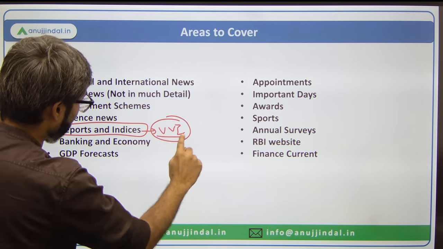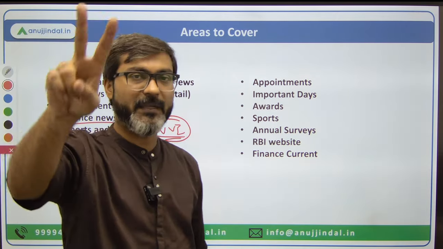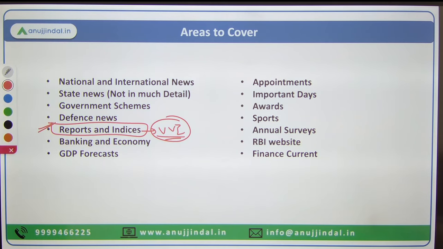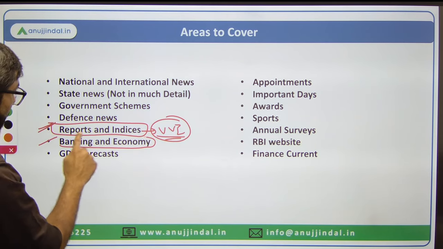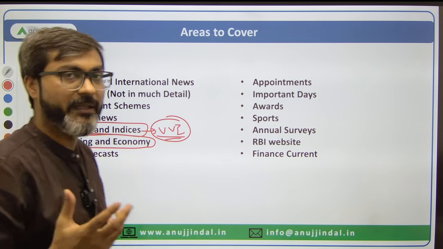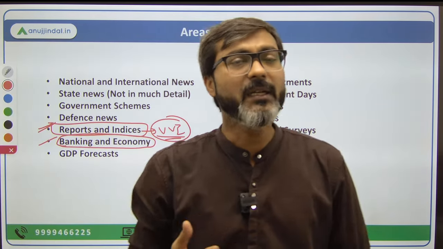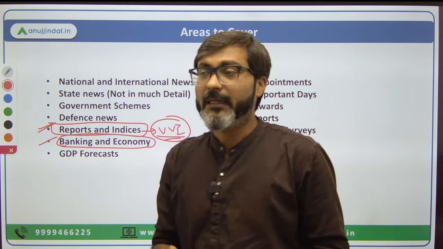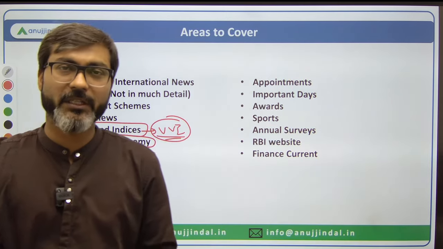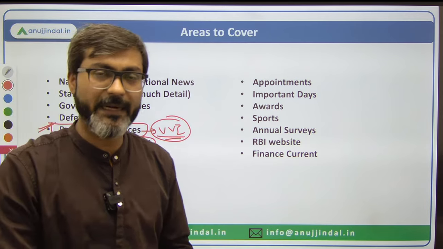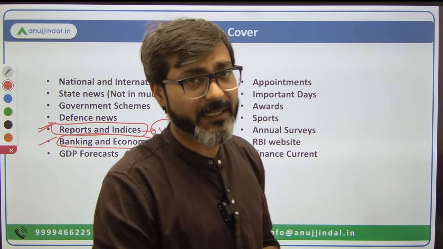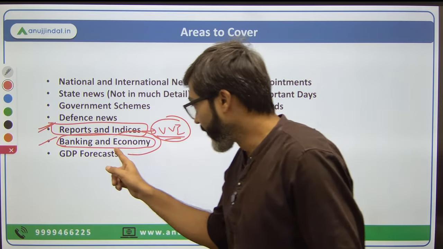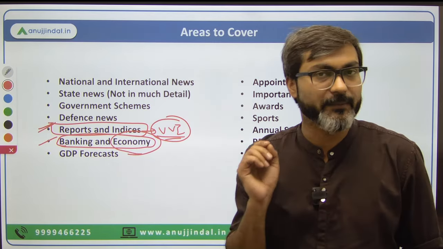Reports and indices, very, very important. In 2023, they asked two descriptive questions from the reports. So that makes this topic very, very important. Obviously, banking and economy, you have to do all the major news in the economy and in the banking sector. Kisi bank ne koi initiative launch kiya hai, to wo bhi important hai. Right? Bank ke MD, bank ke CEO change hote hain, to wo bhi important hai. Right? If any bank launches any initiative, that becomes automatically very important. And obviously, all the news related to economy are important.